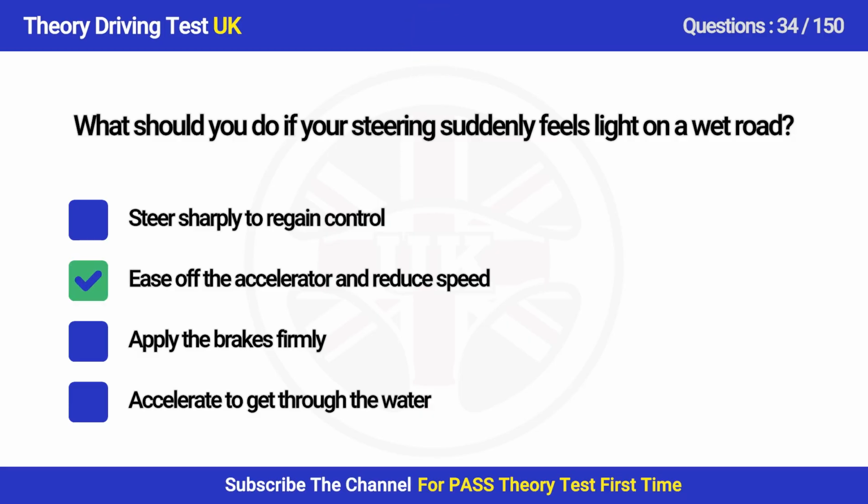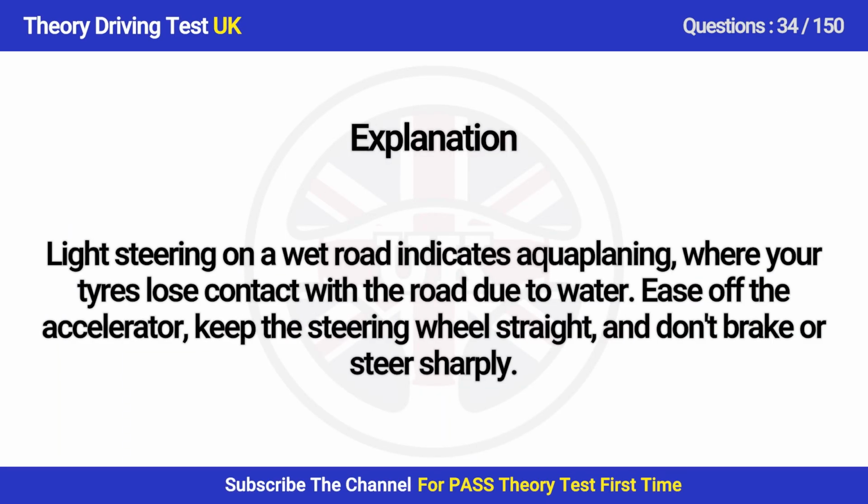Answer is B. Ease off the accelerator and reduce speed. Light steering on a wet road indicates aquaplaning, where your tires lose contact with the road due to water. Ease off the accelerator, keep the steering wheel straight, and don't brake or steer sharply.